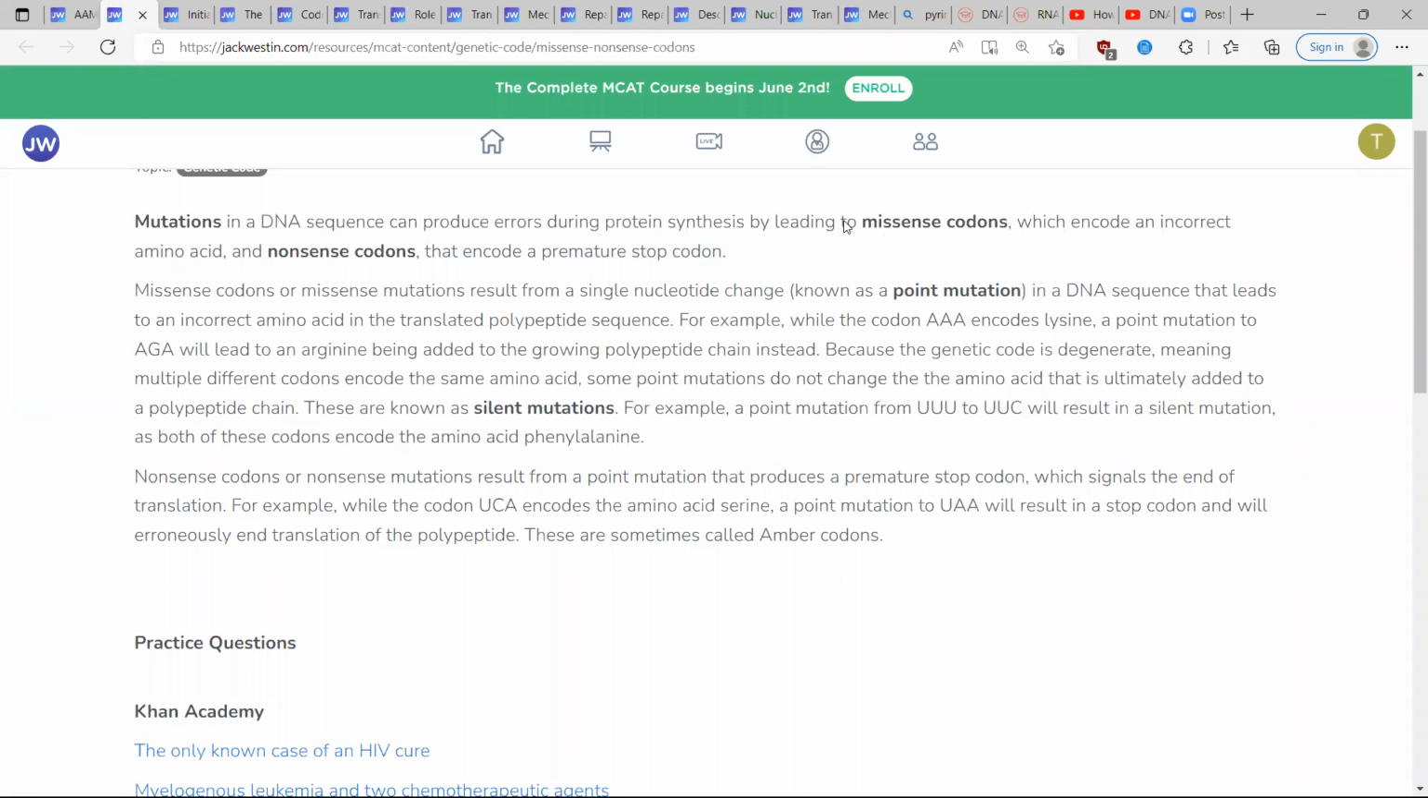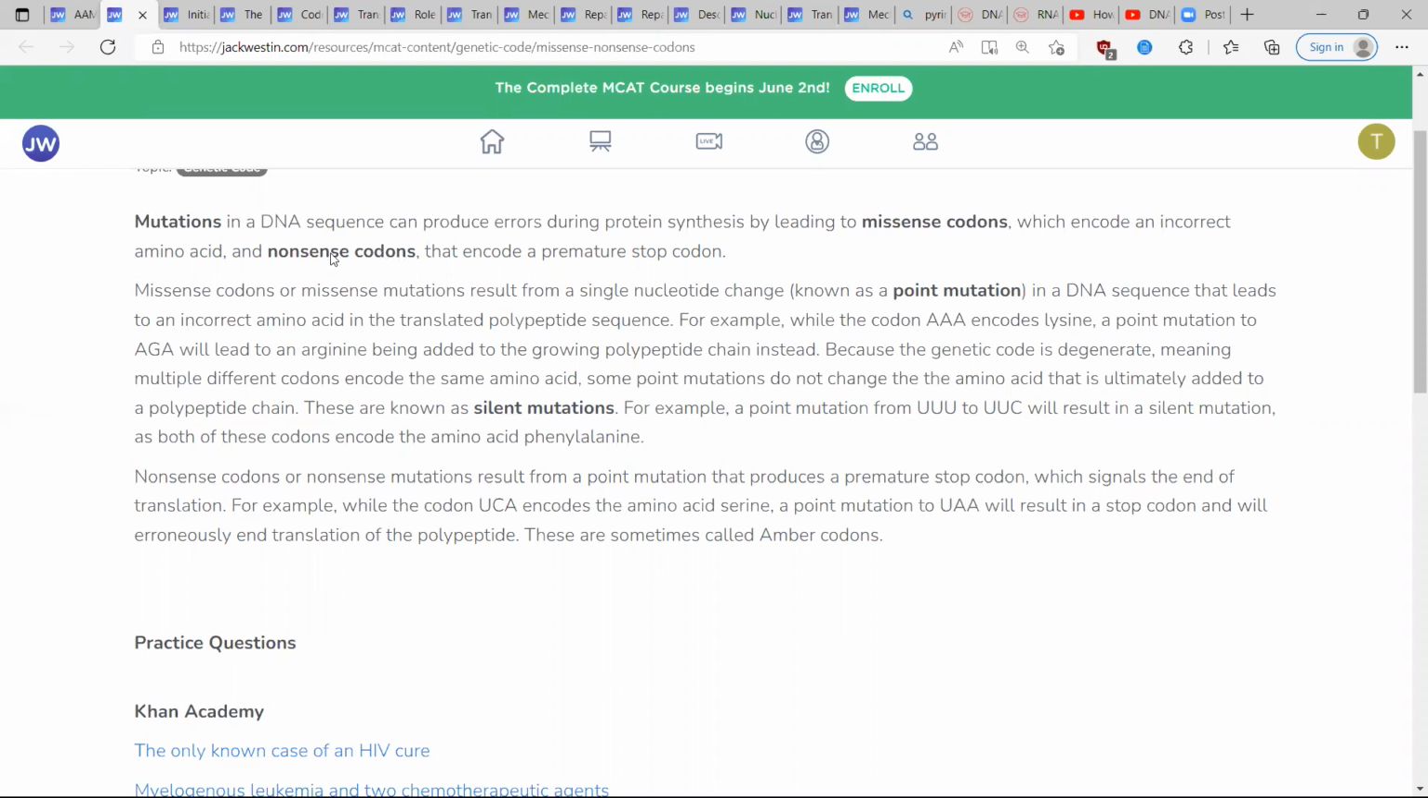But if we lead to an error, if we meant to do like glycine, but instead we put in a cytosine, that's no, cytosine is not an amino acid. If we meant to put a glycine and instead we put like a tyrosine, that's called a missense mutation because we made a mistake that had an effect on the amino acid.